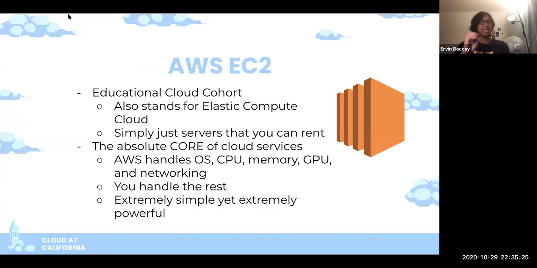Now, this is the most core of microservices. This is by definition cloud. And this is the Elastic Compute Cloud, or EC2. These are very simply just servers that you could rent. And like I said before, these are the core of cloud services. AWS handles operating system, CPU, memory, and GPU, and then you handle the rest. This is extremely simple and yet extremely powerful.